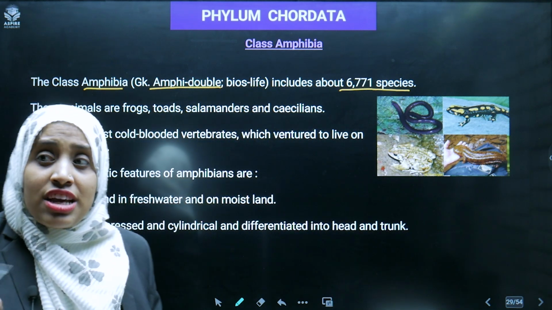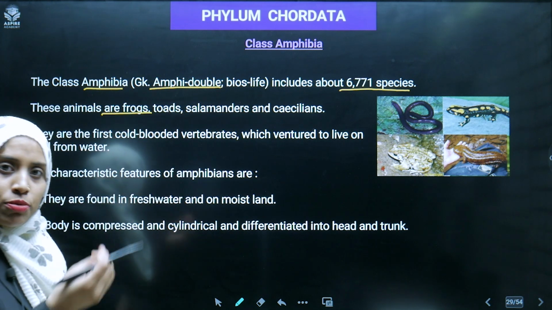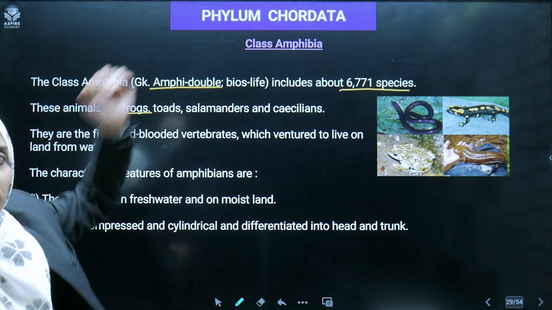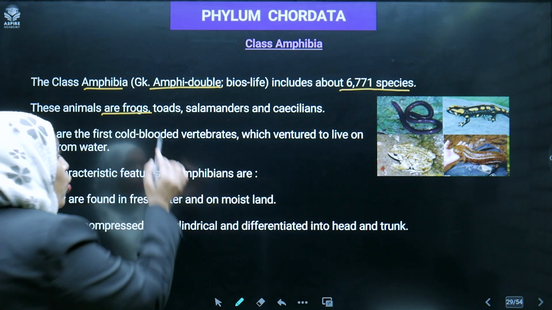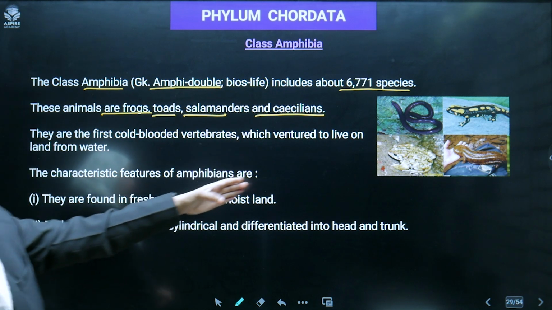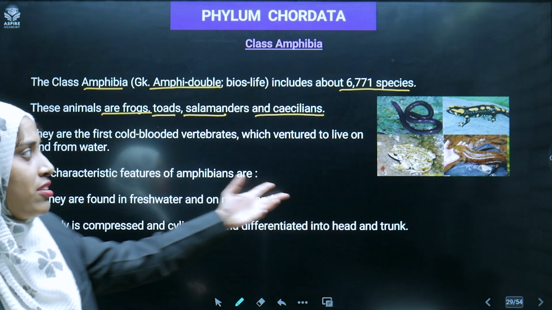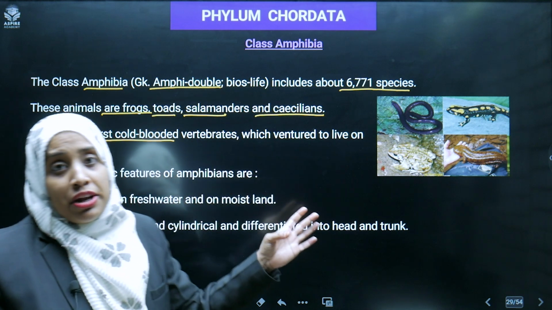6,771 species near about present होते हैं. These animals are frogs, also belong. Frog क्या है? They belongs to Amphibia. Very well, बहुत commonly हमें पता है कि frogs Amphibia है. Toads, salamander and Sicilians. So all these are amphibians. ठीक है? They are the first cold-blooded vertebrates.